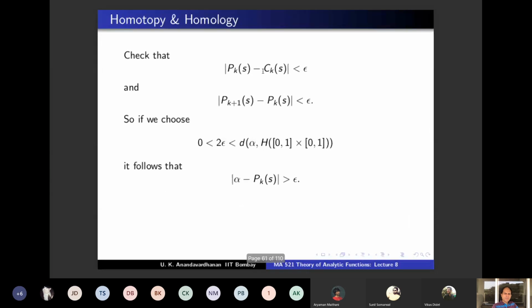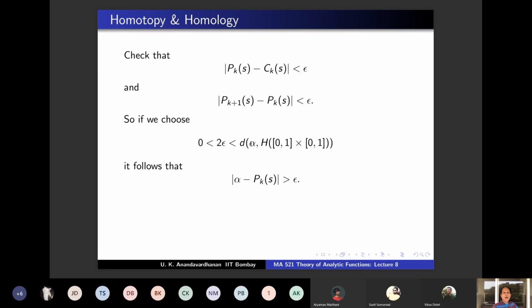By the way, why do you get this to be strictly bigger than epsilon if you choose like this? That's obvious, because if mod alpha minus pks is less than or equal to epsilon, then what happens? Then alpha minus cks will be less than or equal to alpha minus pks plus pks minus cks. Triangle inequality, if you apply, you will get less than or equal to epsilon plus epsilon. You will get less than 2 epsilon.